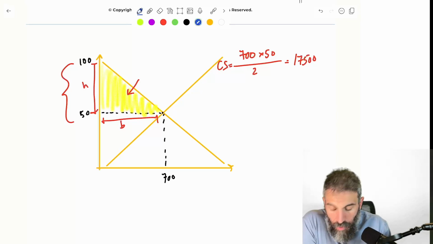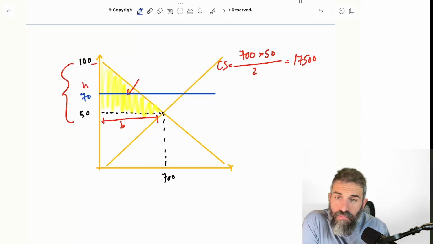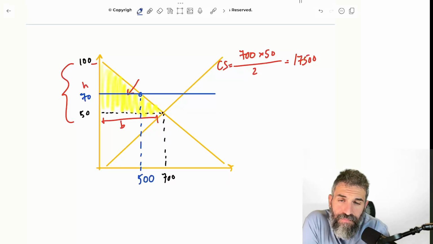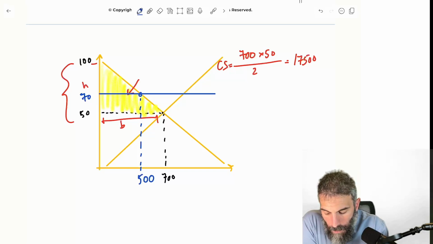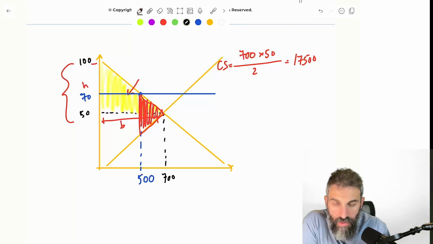Now, let's say that the government imposed some kind of floor or ceiling. Let's call it a floor. And they forced the price to be 70. And that, in turn, reduced the quantity to 500. Like we said earlier, this would create a deadweight loss of this area. So again, if you were asked, what is the deadweight loss? Again, you're just doing geometry and you'd be looking for that area.